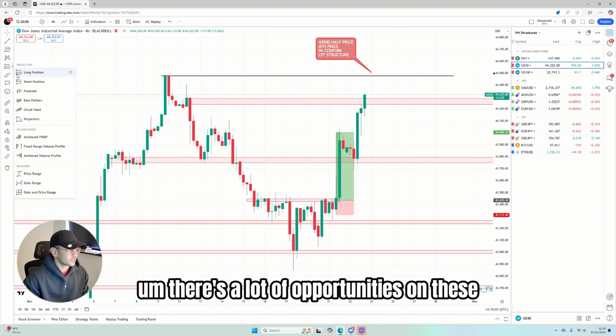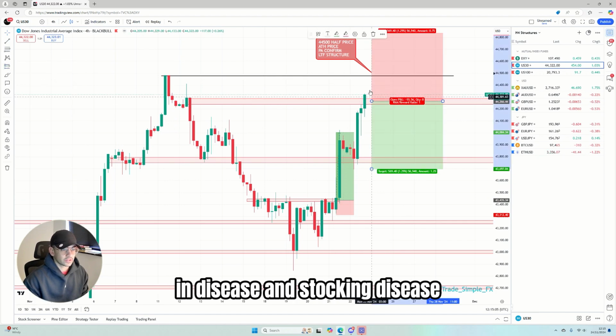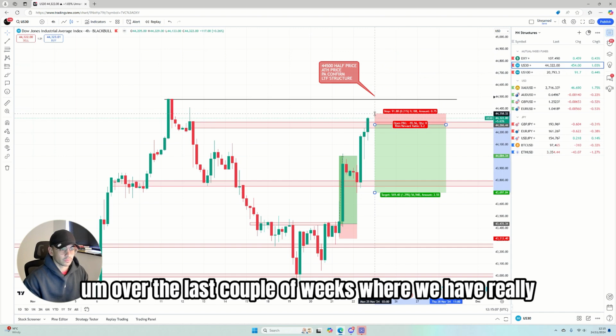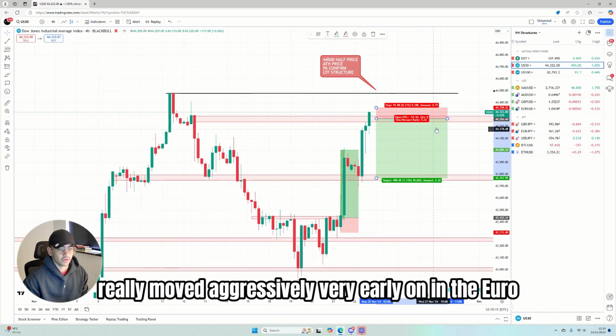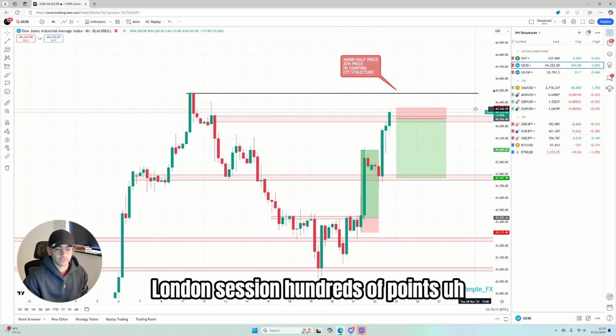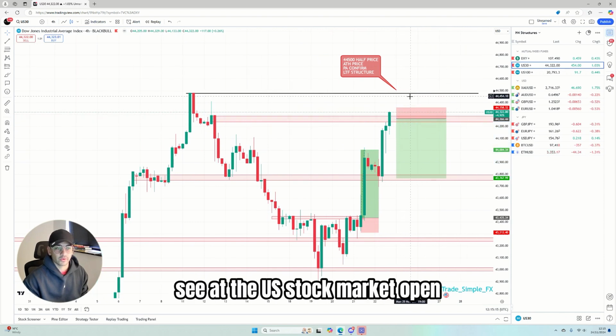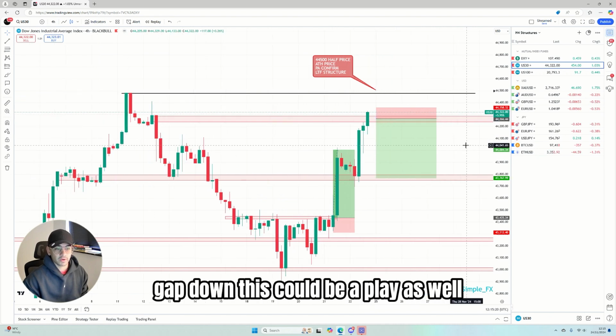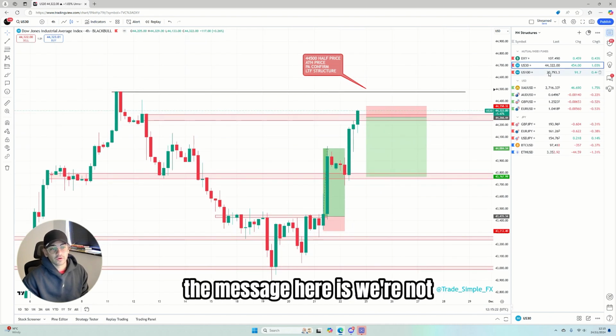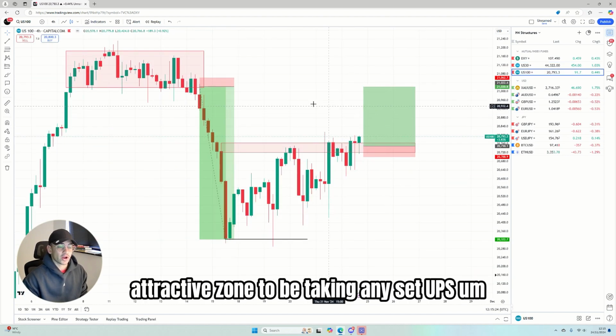There's a lot of opportunities on these indices and stock indices over the last couple of weeks, where we have really moved aggressively very early on in the Euro London session, hundreds of points. And that's typically what we'd see at the US stock market open. So again, if we gap down, this could be a play as well. The message here is we're not really in the most attractive zone to be taking any setups as it stands.